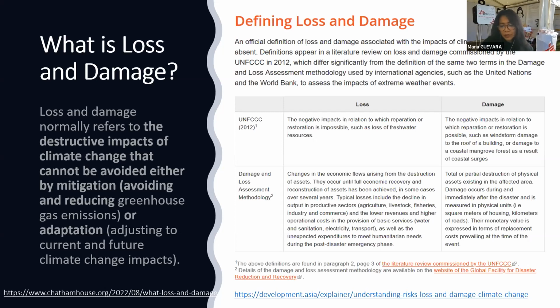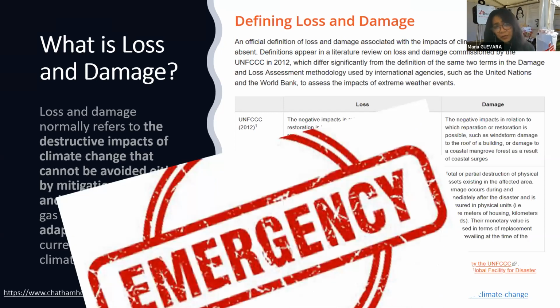But the working one is that loss and damage normally refers to the destructive impact of climate change that cannot be avoided either by mitigation or adaptation. So the point here is that climate change is already having negative impacts on ecosystems, infrastructures, people's health, and livelihoods around the world. For MSF, it simply means emergency.